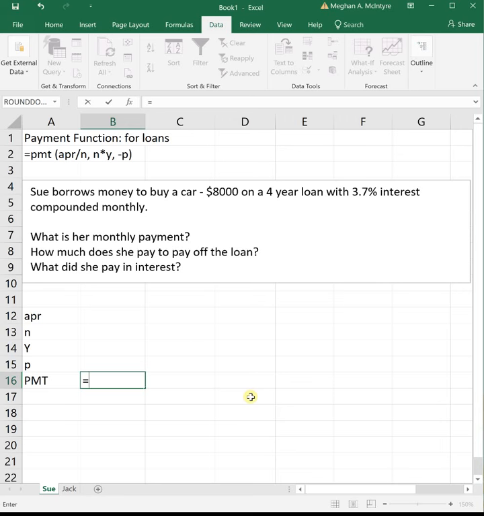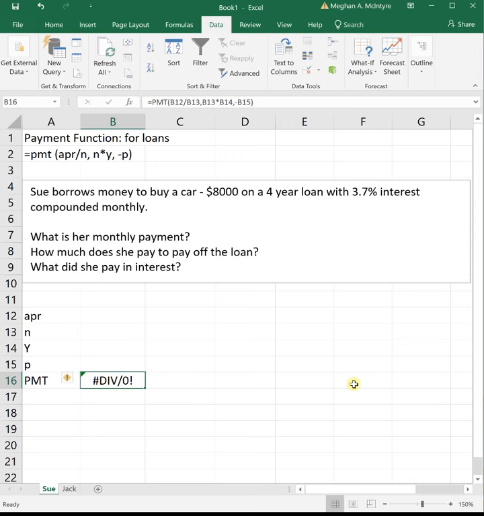So to put in this function, it'll be equals PMT, parenthesis, APR divided by N, comma, N times Y, comma, negative P. And again, that negative sign is probably the most commonly missed thing. If there's a typo, it's probably because you forgot a negative sign. So we put those in, and currently it's not happy, but that's okay because we haven't put any numbers in yet.